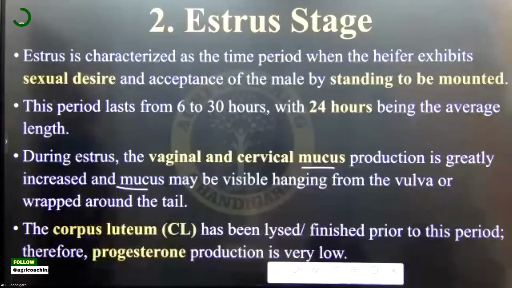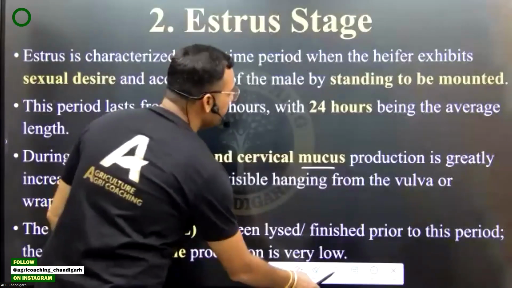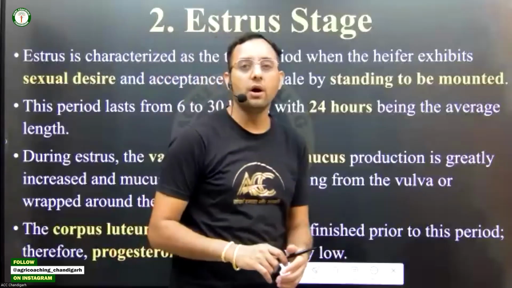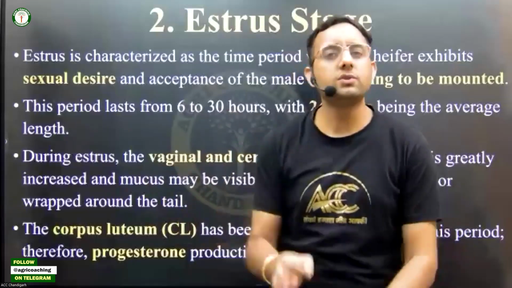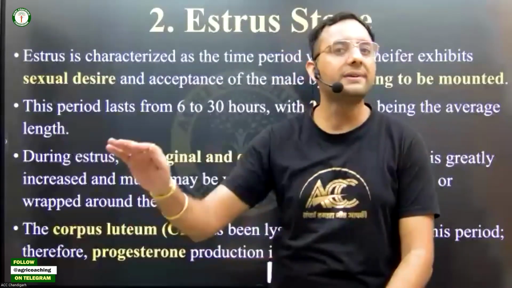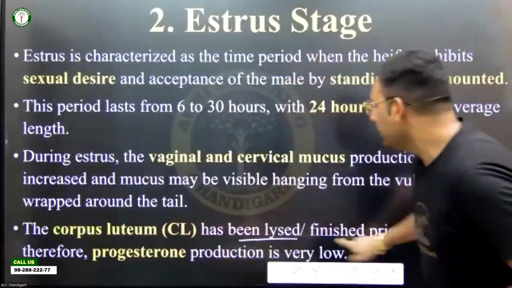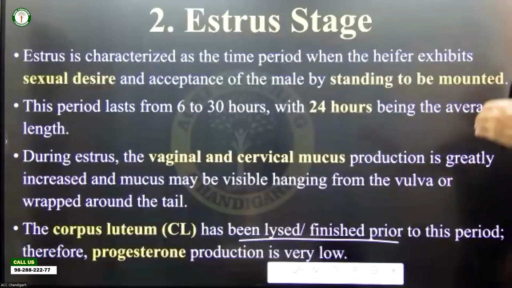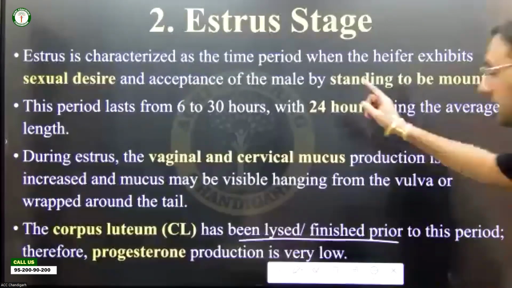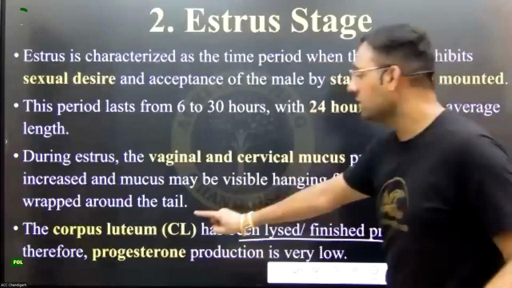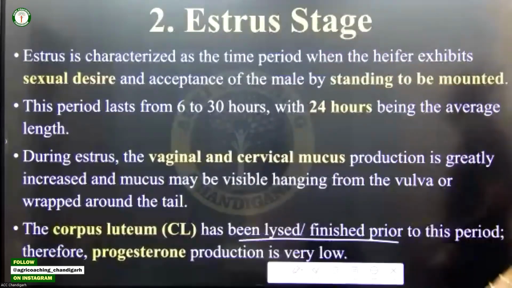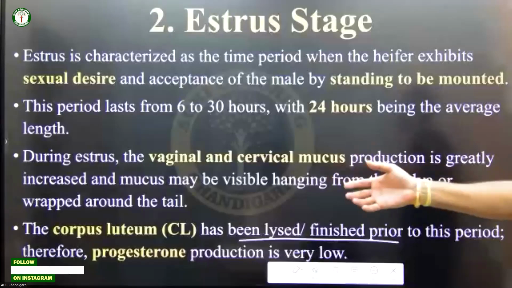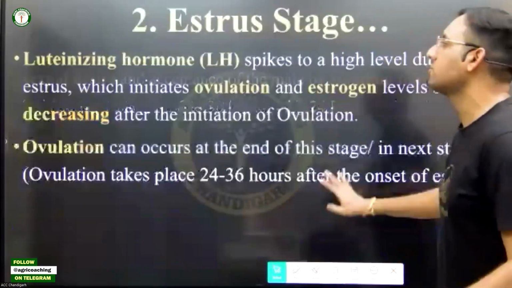The corpus luteum. There is no role of the corpus luteum in this stage, because when we are talking about estrus, estrus means estrogen hormone. Estrogen means follicles. There is no role of CL over here. The corpus luteum has finished prior to this period. Therefore, progesterone level is very low. And just because progesterone level is very low, because the senior is not present, now the junior is taking control of everything. Who is the junior? It is estrogen. Estrogen is controlling this process because progesterone is very low.